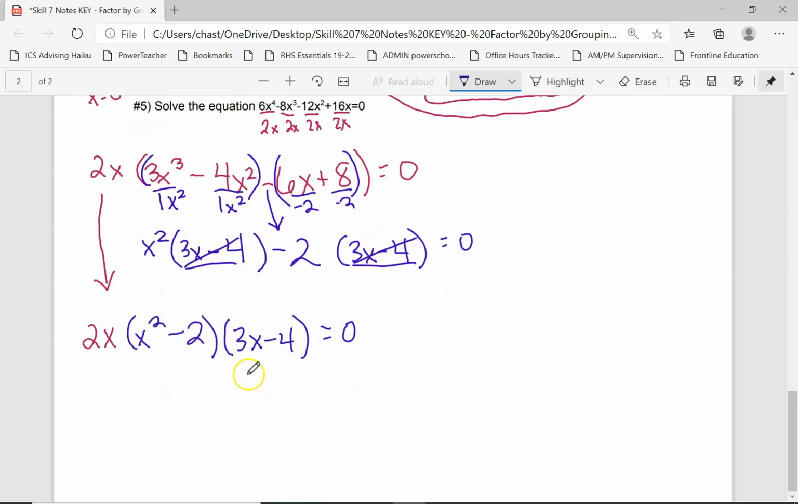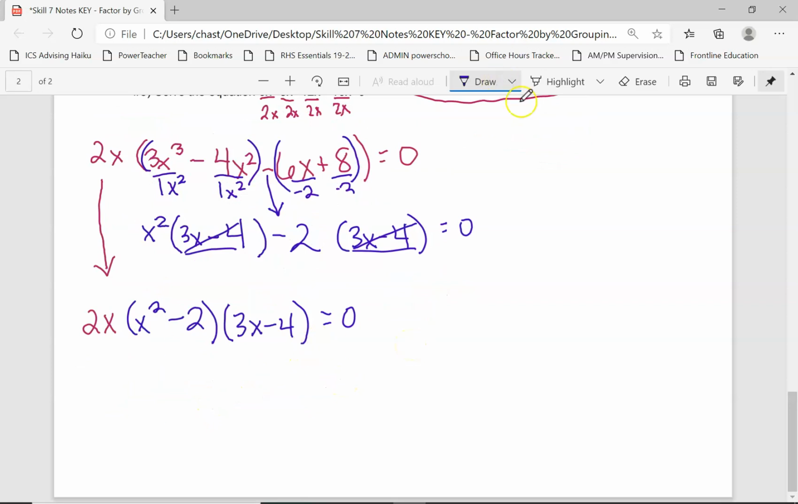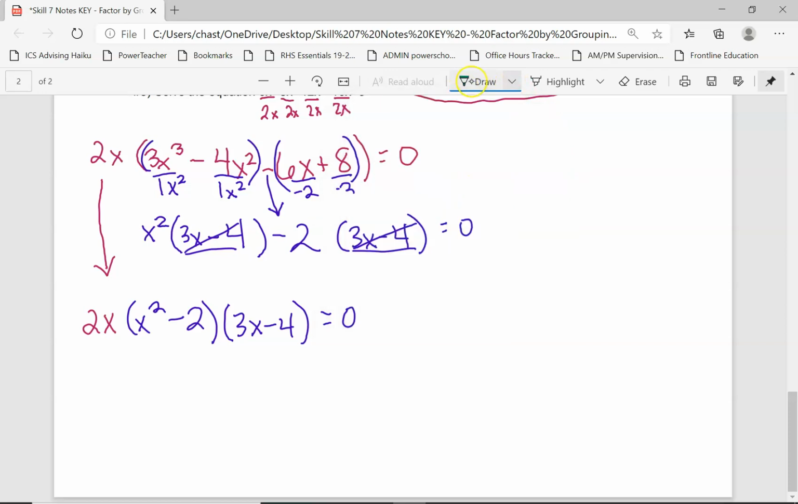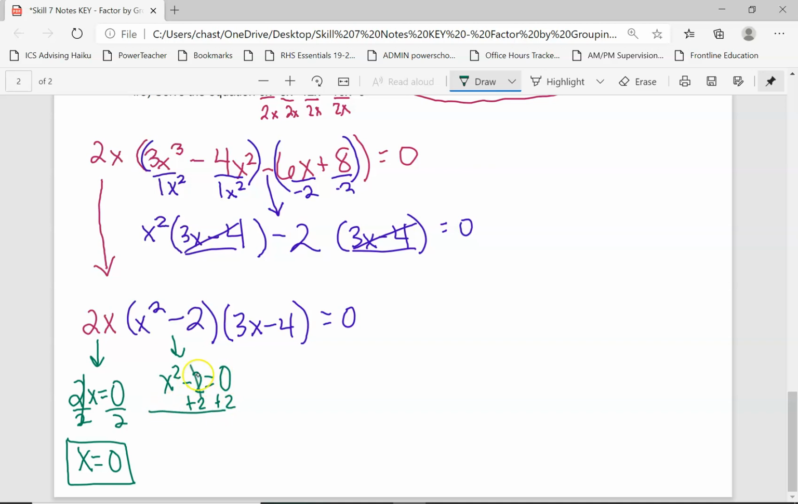Alright, so now we have our factored form. So we just simply solve each factor by setting them equal to 0. So for 2x equals 0, divide by 2, and you still get x equals 0. For this one, you get x squared minus 2 equals 0. So we add 2, and we get x squared equals 2. Square root of x squared is just x, and plus or minus radical 2. Don't forget the plus or minus.